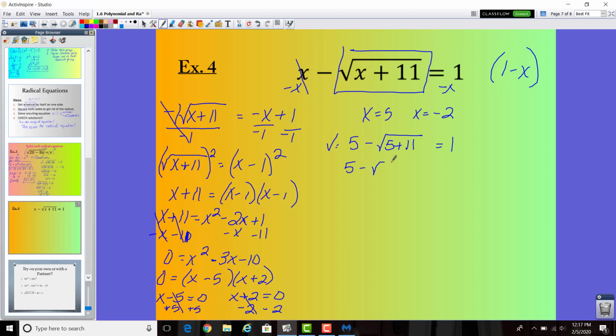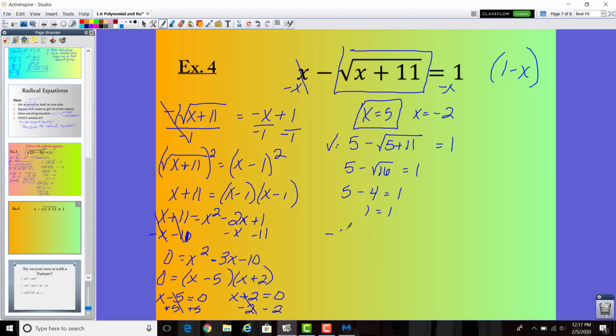So I get 5 minus the square root of 16. Minus the square root of 16 means minus 4. And 5 minus 4 is 1. So x equals 5 will be a solution. Just because this one works doesn't mean that one won't. It is a possibility that both of them will work, or one of them, or it could be that none of them work.